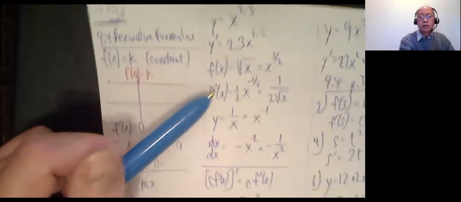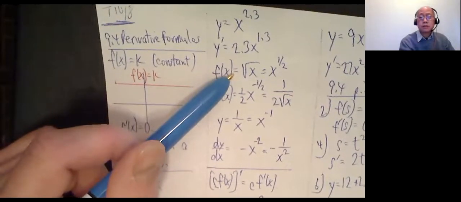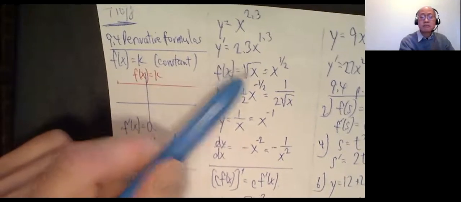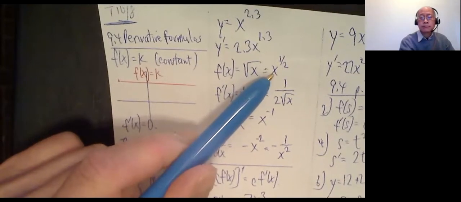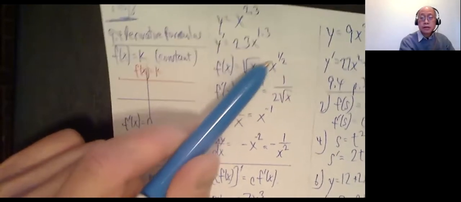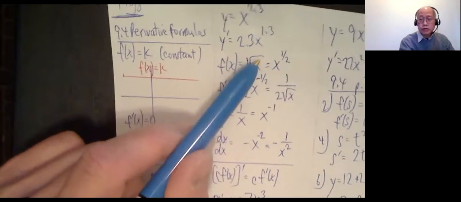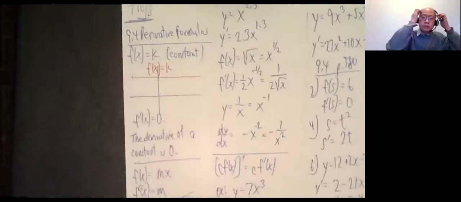Okay, how do you do a square root? F of x equals square root of x. Well, from algebra, recall that square root of x means x to the 1/2 power. This is the power. This is the root. So the exponent is understood to be 1. The root is understood to be 2. So x to the 1/2.